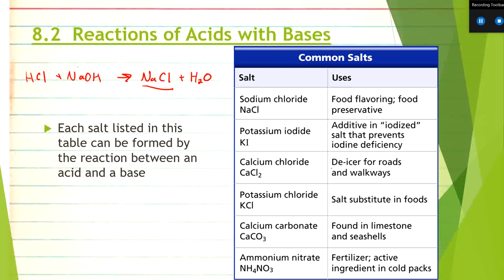Calcium chloride is what we use when we throw ice melter on the roads or on our driveways in the wintertime to prevent ice buildup. Potassium chloride is like sodium chloride, just another food additive. It uses potassium instead of sodium. Calcium carbonate is what's found in limestone and seashells. And ammonium nitrate is used in fertilizers. It's also an active ingredient in cold packs. When you crack the cold packs, that's what makes it get cold, a reaction of ammonium nitrate.